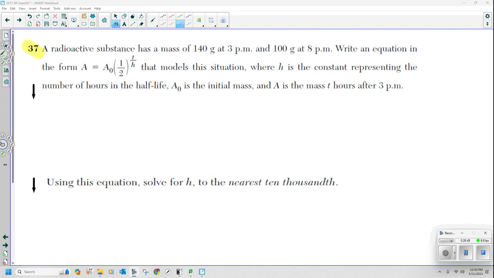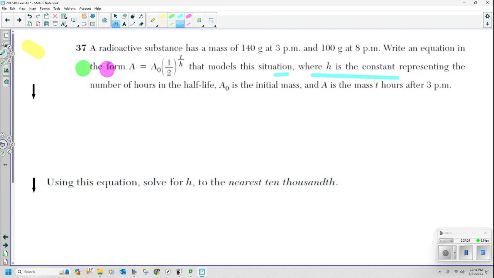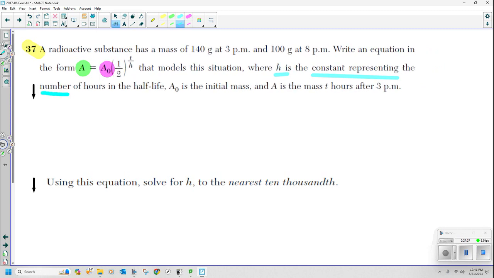And here we go, kids. This is the big 6-point question. Number 37. A radioactive substance has a mass of 140 grams at 3 p.m. and then 100 grams at 8 p.m. Write an equation in the form of A, which is the end amount. Okay, this is an exponential. The end amount, it's like a growth and decay thing. Here's the beginning amount. H, they're telling us, H is a constant representing the number of hours. That's my H, in the half-life.